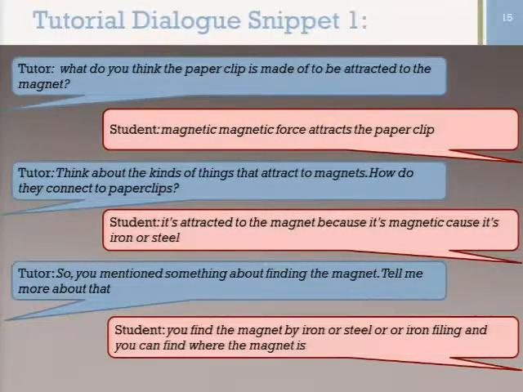To give you a flavor of what might go on, here's some dialogue. Here's a tutor, and they ask, what do you think the paperclip is made of to be attracted to the magnet? And the student gives a response. Magnetic force attracts the paperclip. Tutor: think about the kinds of things that attract to magnets. How do they connect to paperclips? Student: it's attracted to the magnet because it's iron or steel.